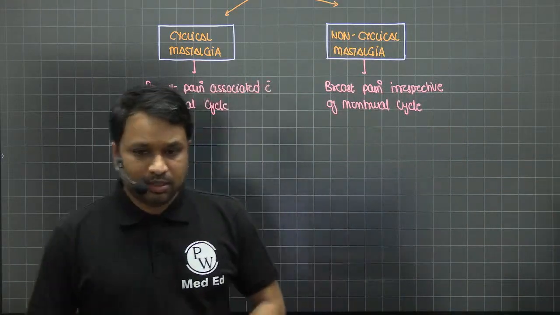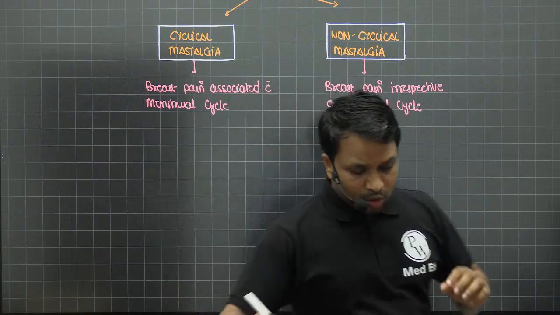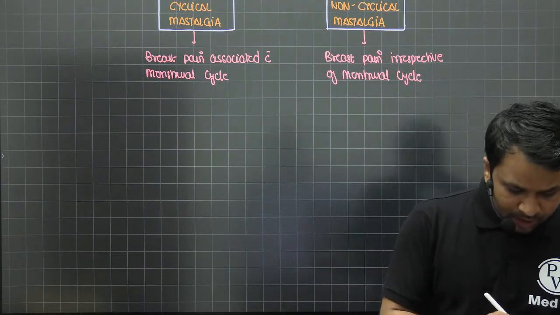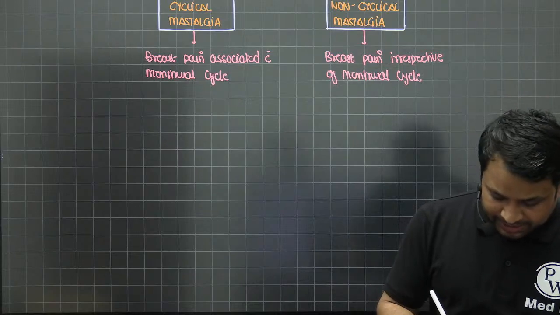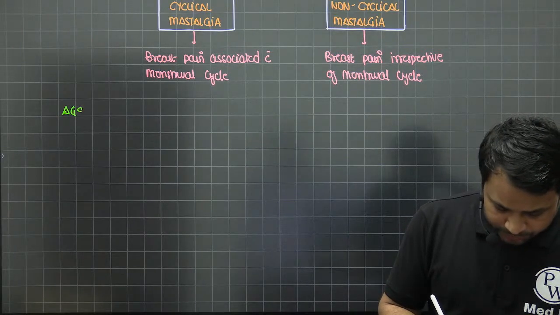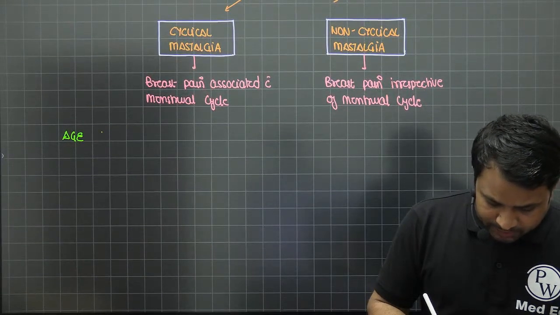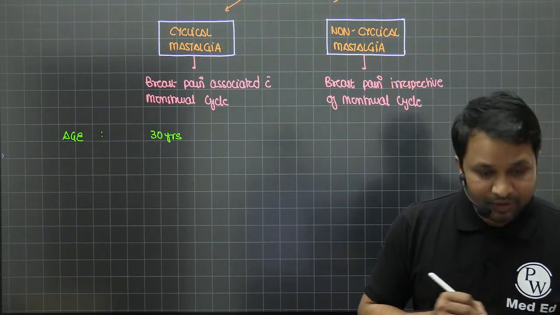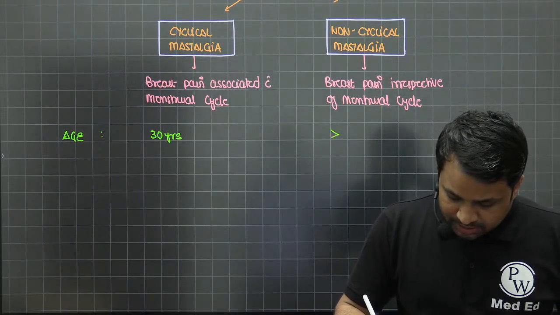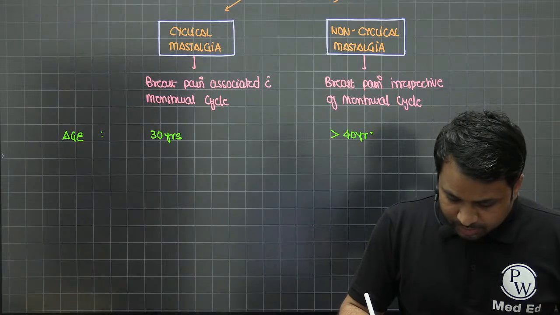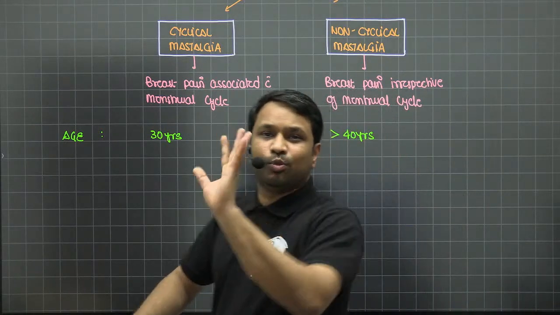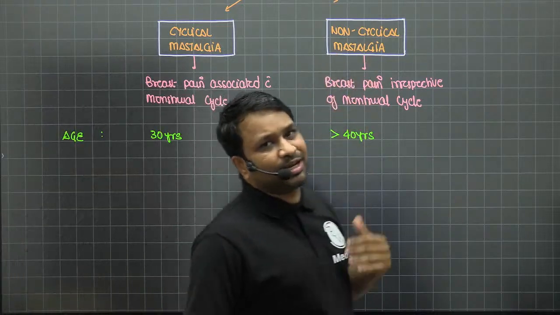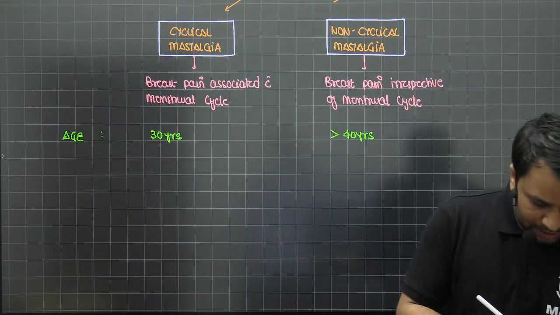Hi, Nicole. Right, but apart from that, how else can you differentiate this? The first is going to be the age at which you see it. Cyclical mastalgias are usually seen in the third decade of life, whereas non-cyclical mastalgias are usually seen in age above 40 years, right? So the first cue point is going to be age. Cyclical mastalgias are seen in the third decade, non-cyclical are usually seen after the fourth decade of life, right?